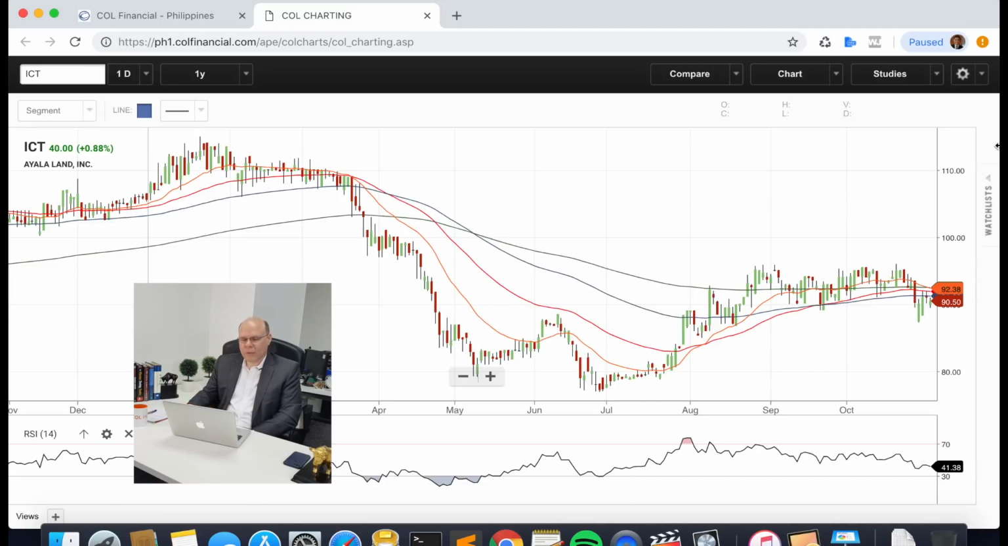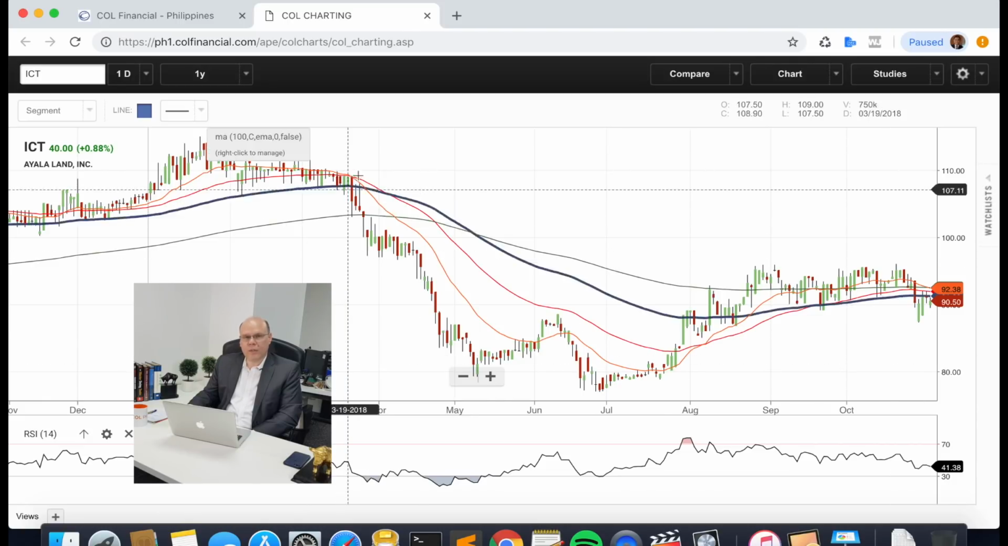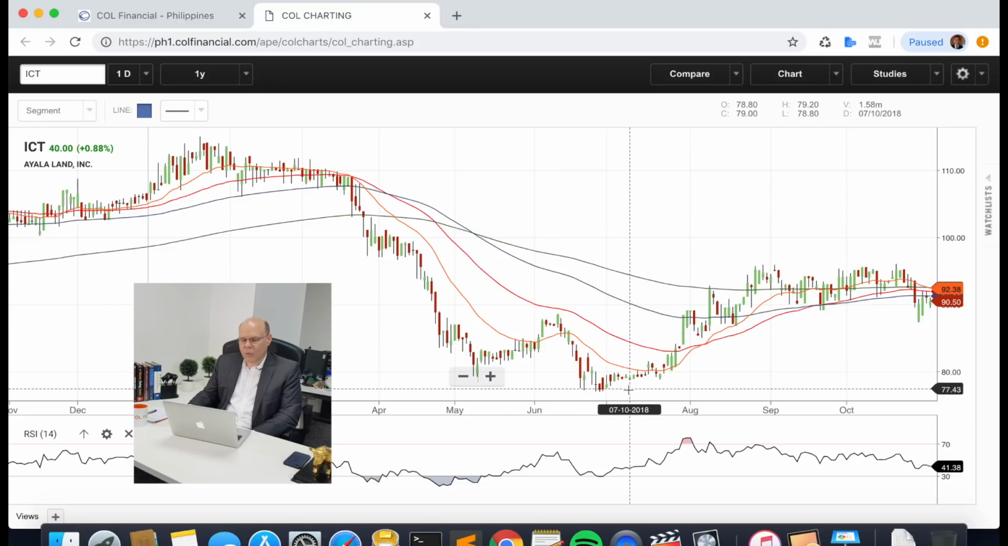If you look at the graph that we have here of ICT, you will notice back in May, June, and July, earlier this year, a low that had taken place here in May and a lower low being shown in July.